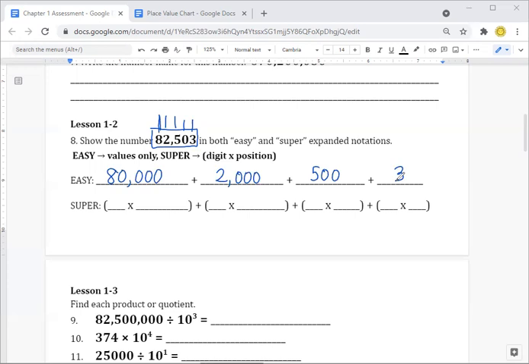Now, if we take it apart just a little bit further, and we talk about not only what digit is involved, but what position it's in, that's how you do super expanded. You take the digit and you put the position that it's sitting in. You take the digit and what position it's in. If you need any more help with that, we did a lot of work in our workbook from lesson 1.2.